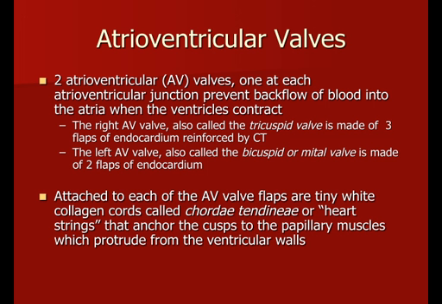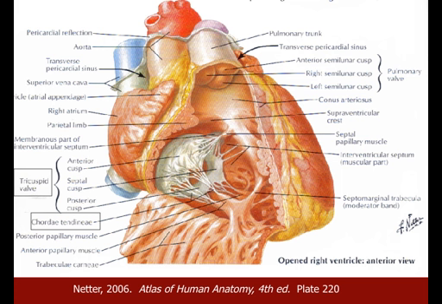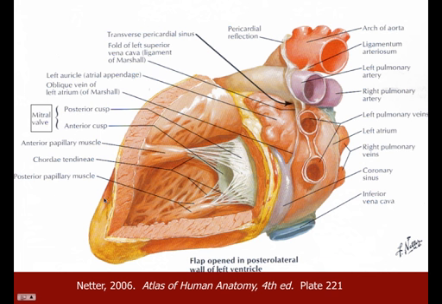Each of the AV valve flaps has tiny white collagen cores called chordae tendineae, or heartstrings, that anchor the cusps up to the papillary muscles which protrude from the ventricular walls. So your little flaps here. See how they attach to the ventricular walls? And here they are again. Right here, attaching to the ventricular walls.